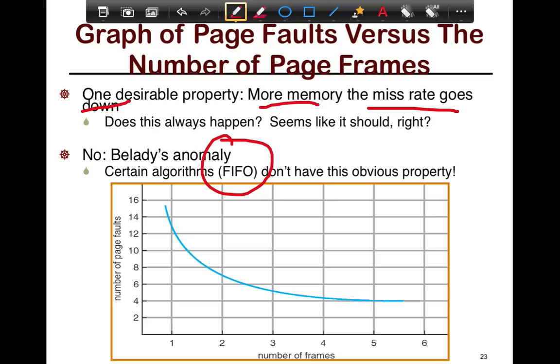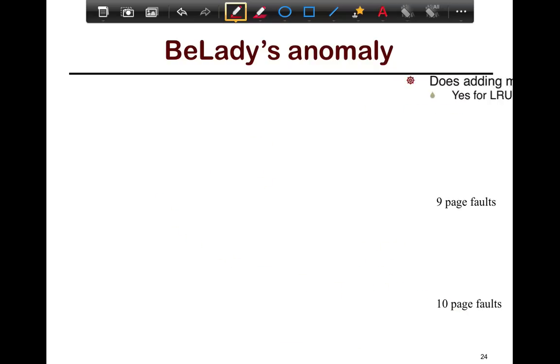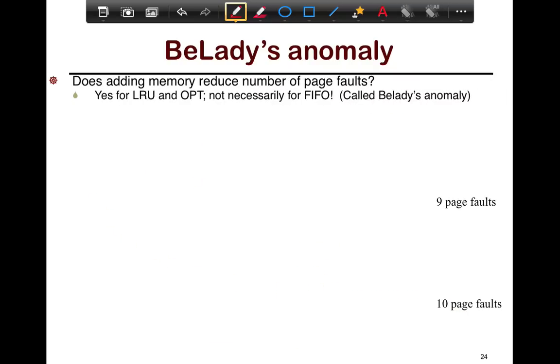This is because the decision that the system makes with more frames is quite different from the one it would have made with fewer frames, right? So in some cases, what we really want is a curve like this, where it's a monotonically decreasing curve, right? But with things like FIFO, this is not necessarily true. For certain access patterns, it may actually go up, right? We don't want that. We always want it to go down, right? Thankfully, LRU does not have this property. So both LRU and OPT do not suffer from this anomaly. For FIFO, it may suffer for some reference streams.